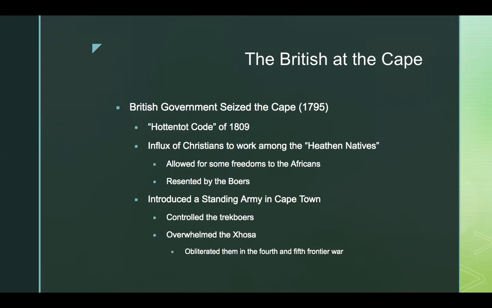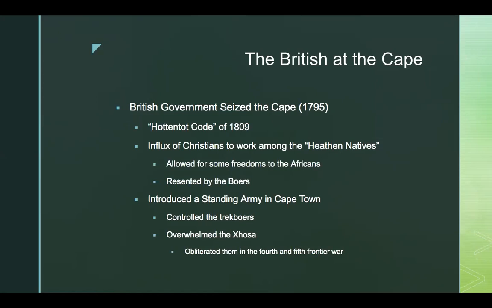So the British themselves sort of entering this arena later for the same reasons, they were also on their way to India. They establish a spot in the Cape as well, right? In the Cape as well, and seize the Cape from the Dutch, right? They were able to overcome the Dutch pretty quickly. The Dutch settlers, who again, the other name that they're colloquially known by is the Boers. So they were able to establish that.